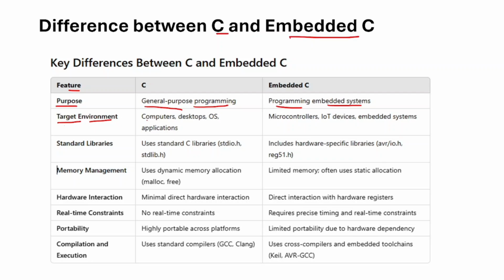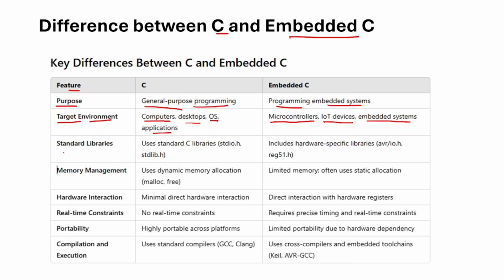In general, C programs we run on computers, desktops, laptops, on the OS. But embedded C we run on specific microcontrollers, specific IoT devices and embedded systems. And one more thing, if one embedded code is developed for one particular microcontroller, we will run that code on that particular microcontroller only.